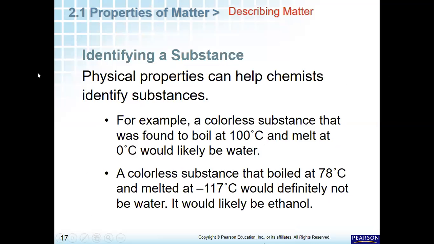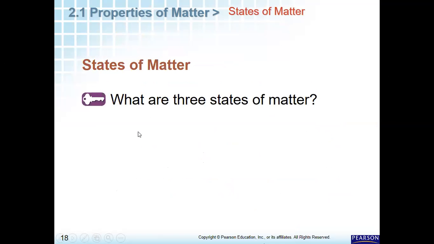Let's go further. Identifying a substance, we can get the physical properties. For example, for water, 100 Celsius for boiling and 0 Celsius for melting point. That's specific for water only. And for the colorless substance ethanol, the boiling point is 78 Celsius, and the melting point is negative 117 Celsius. So that's specific for each matter.